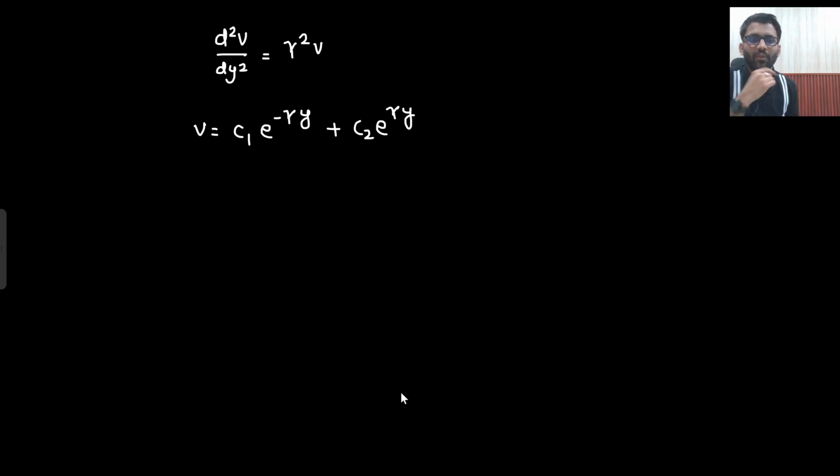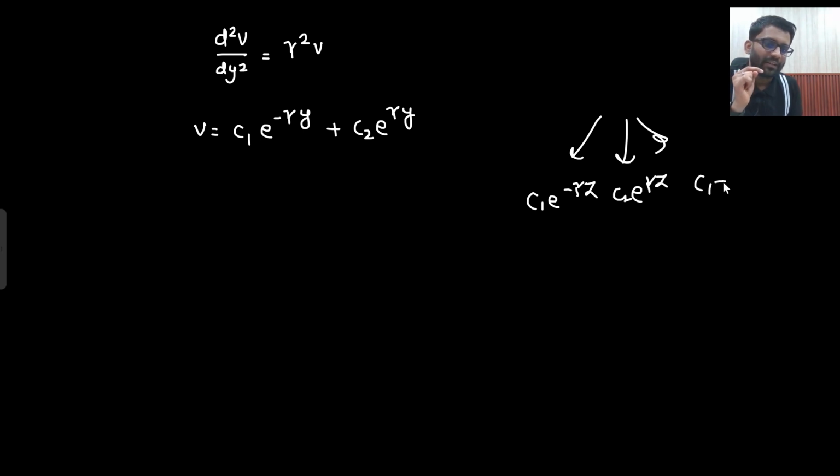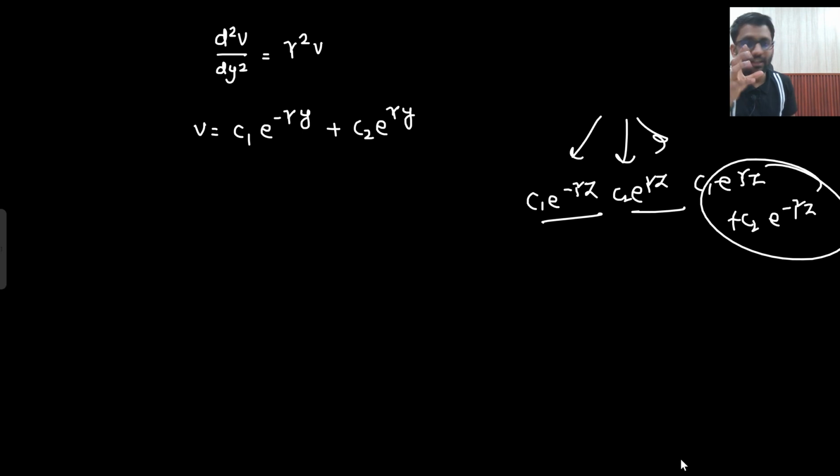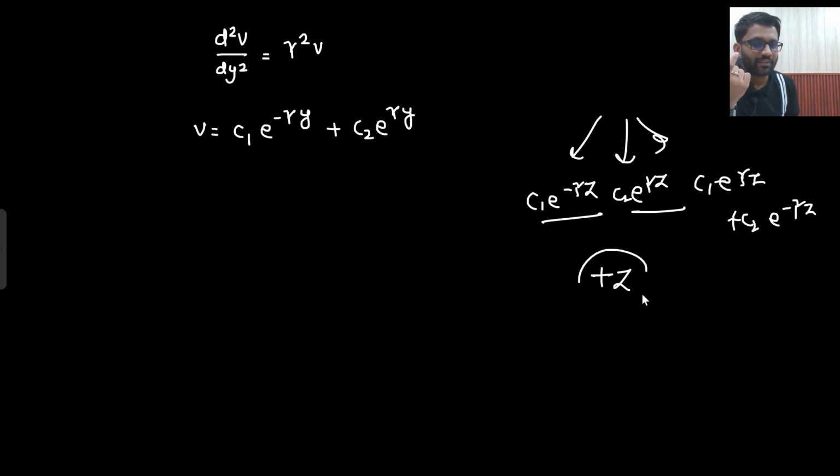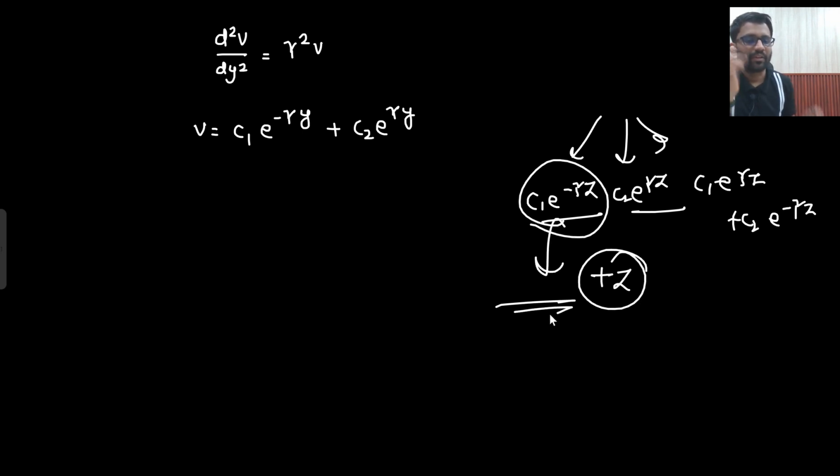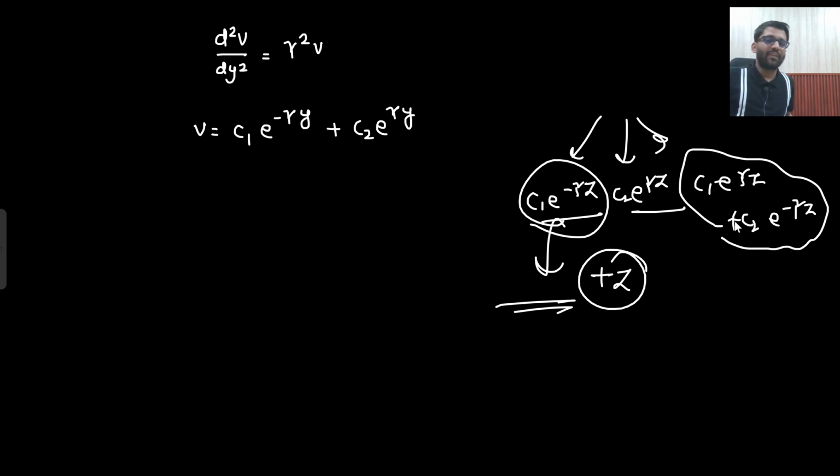When we were studying EM waves, what did we do? We said there will be three solutions: C1 e to the power minus gamma z, C2 e to the power plus gamma z, and C1 e to the power gamma z plus C2 e to the power minus gamma z. There will be minus gamma z, plus gamma z, and the linear combination of both of them. Then I told you that I will assume my wave is traveling in the positive z direction, and we will pick this equation and study it. But here we are going to take both waves, one traveling in positive y and the other traveling in negative y.